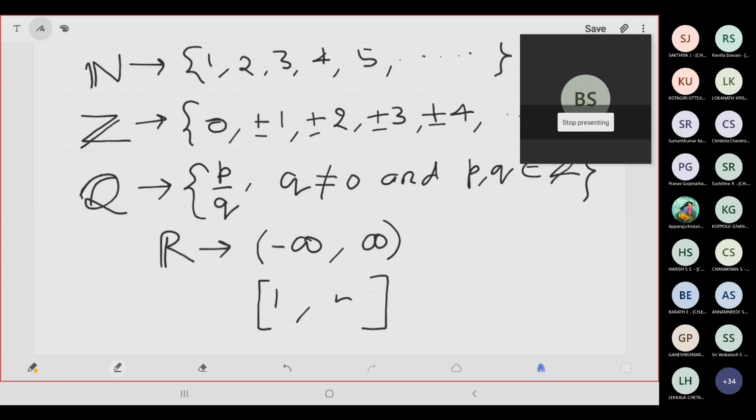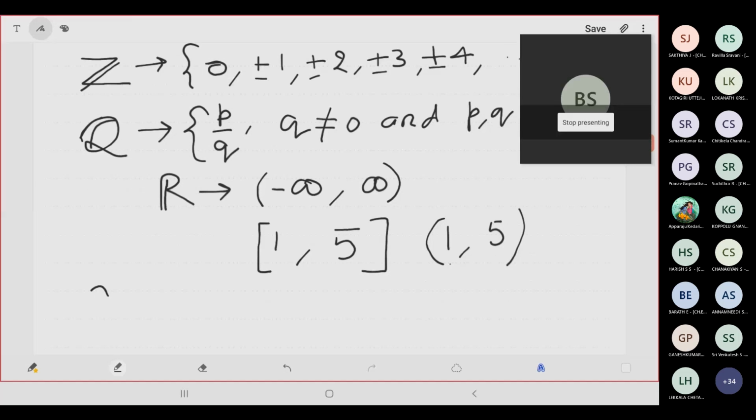Something like that, 1, 5. So in the closed interval, 1 and 5 are also in the interval. However, in the open interval 1, 5, the points 1 and 5 are not there, and inside are all the real numbers within the open interval. Clear?